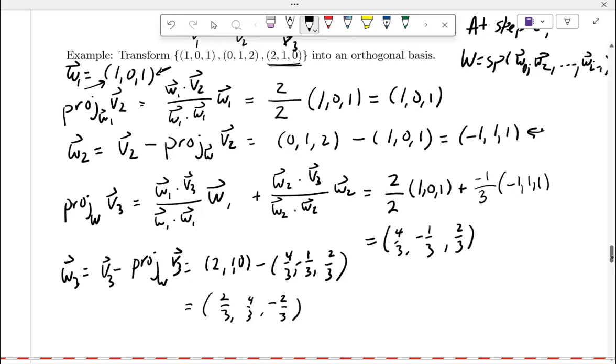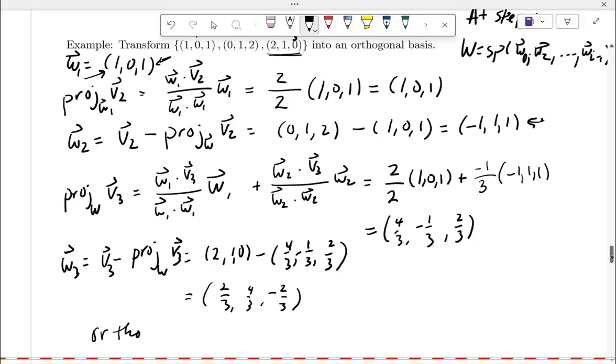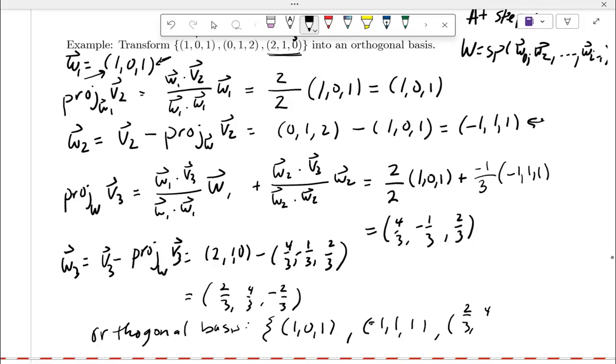Are we now out of vectors? Yeah, we're now out of vectors, right? So we're done. So what's your orthogonal basis then? What are your vectors in your basis now? 1, 0, 1. Good. There's the orthogonal one. Legitimate, right?